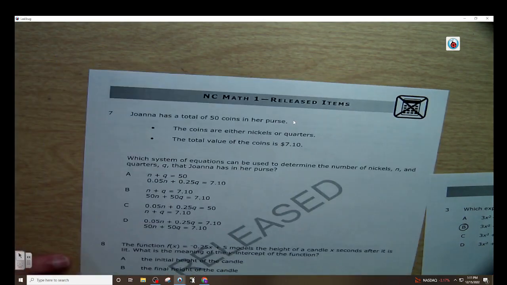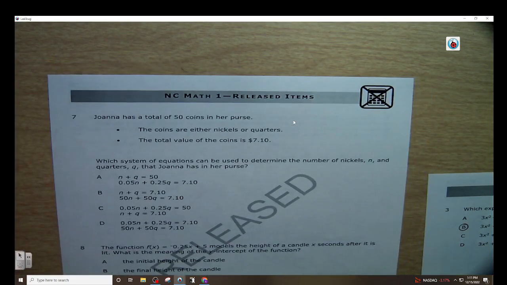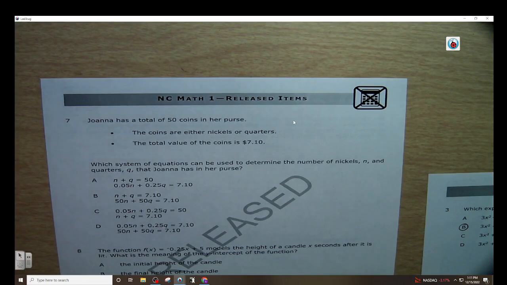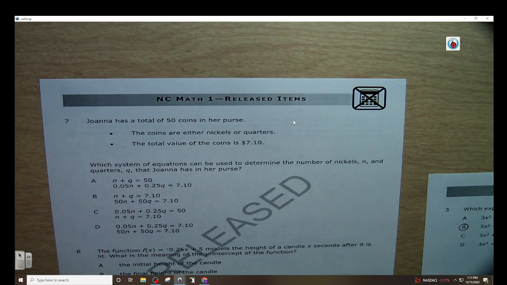All right. Number 7. Okay, Joanna has a total of 50 coins in her purse. The coins are either nickels or quarters.